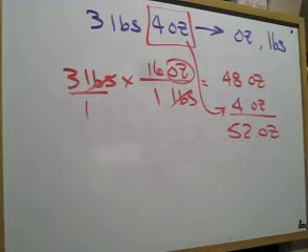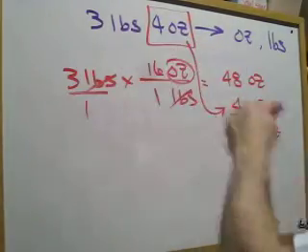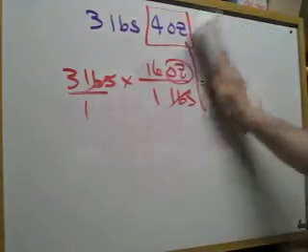Do the same thing when it comes to changing it to pounds. Only you're given pounds, so now you're changing 4 ounces to pounds and adding those together. And you'll end up with a decimal there.